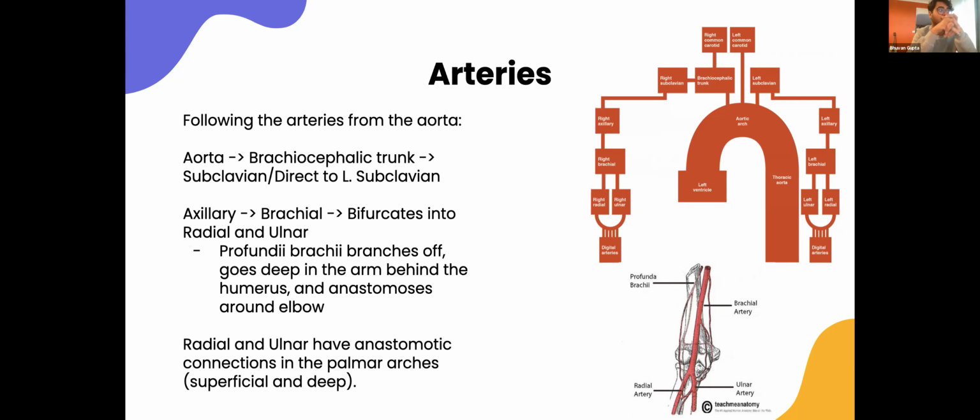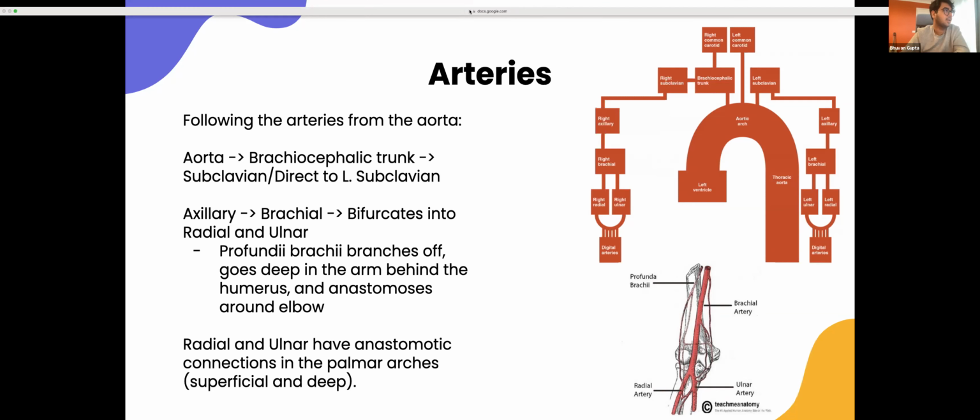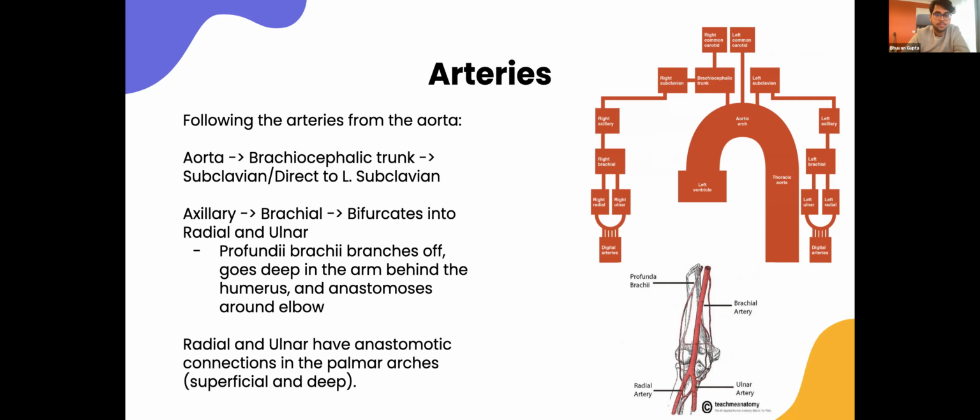One thing to note is the profunda brachii, which is going to branch off at the top of our arm from the brachial artery, and that's going to go deep into the arm. It's going to go near our humerus, and it's going to come back and anastomose around the elbow.